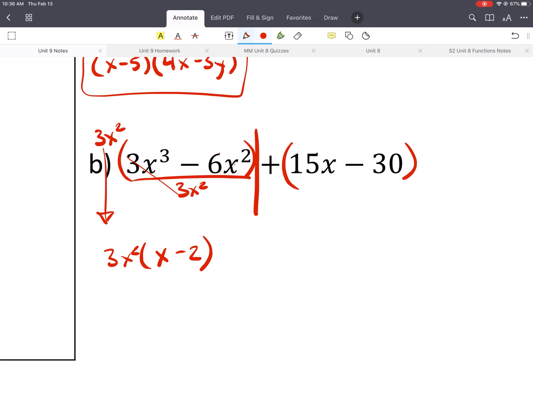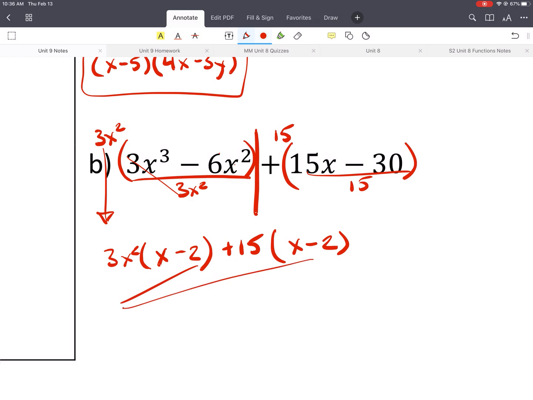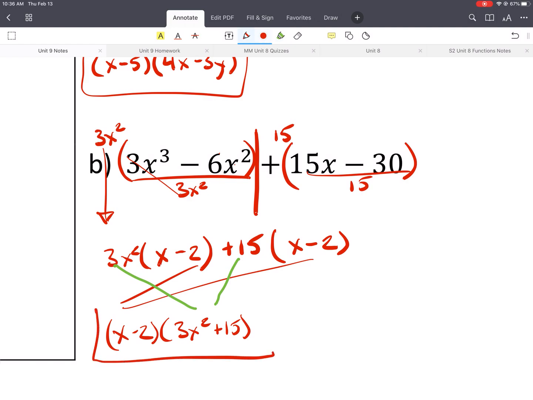Okay? And then we'll do the same on the other side. So the greatest common factor should be 15. Can't take out an x because there's not an x in this term. So we'll have plus 15, and then we also need to divide everything by 15. So that gives us x minus 2. And if you see, these are the same, what's in the parentheses, so we'll factor those out. We'll do x minus 2 times 3x squared plus 15. So again, everything that's not in those parentheses goes in the second parenthesis. And that would be our answer.